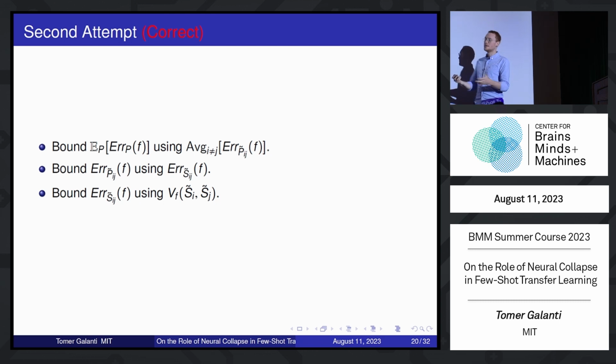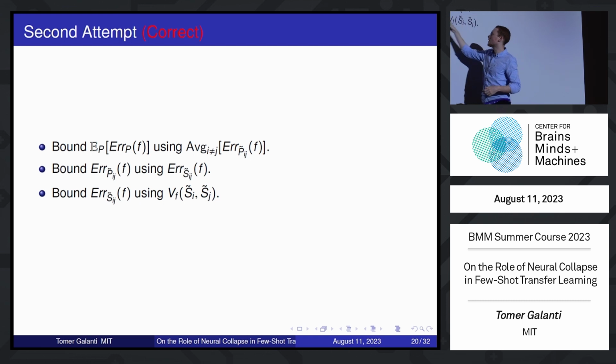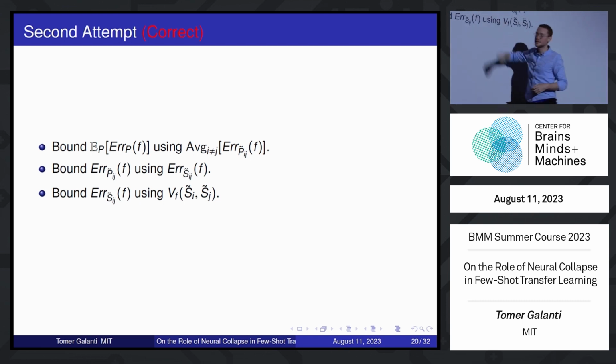And if we had neural collapse on the source data, which is the data that we trained with, then this quantity is supposed to be small. Okay? So this is small, then this is small, then that is small, then that is small.